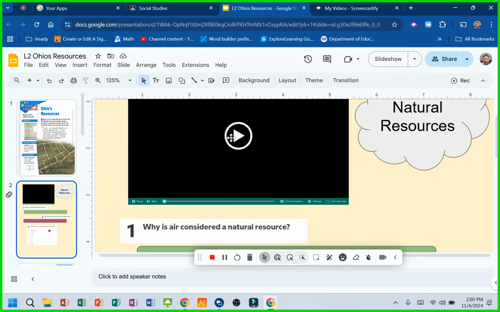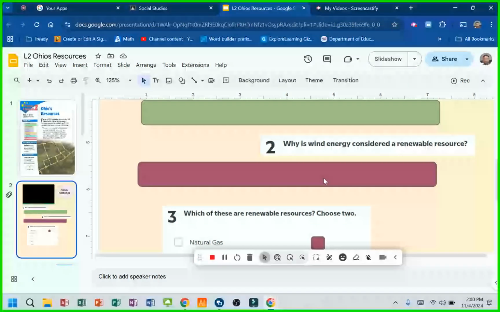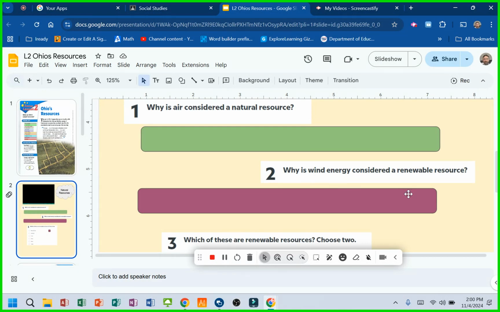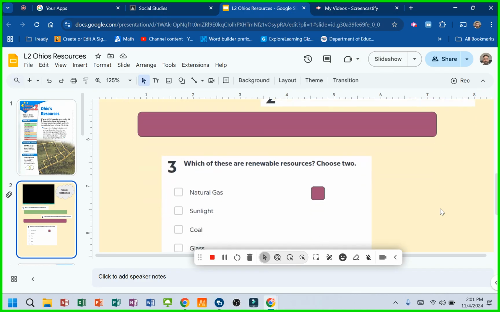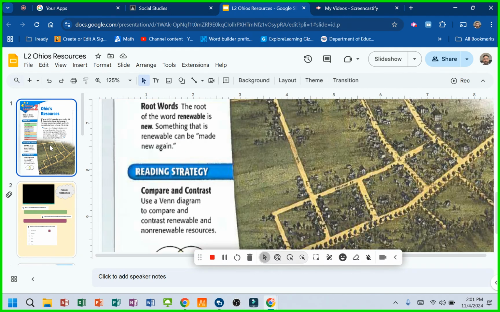Some of the things they're asking us about natural resources is why is air considered a natural resource? Why is wind energy considered a renewable resource? And which of these are renewable resources, right? Natural gas, sunlight, coal, glass, gold, and trees. Now, we're going to learn about that as we read this chapter today.